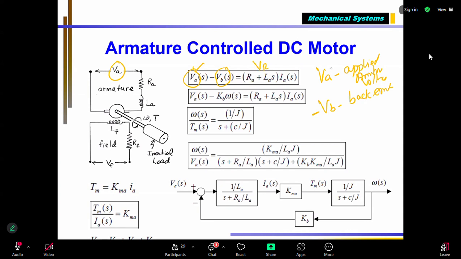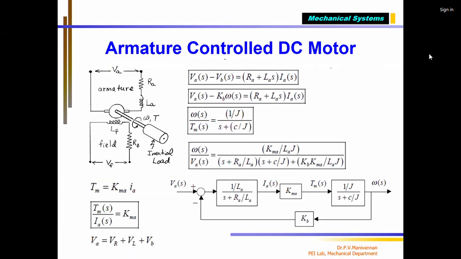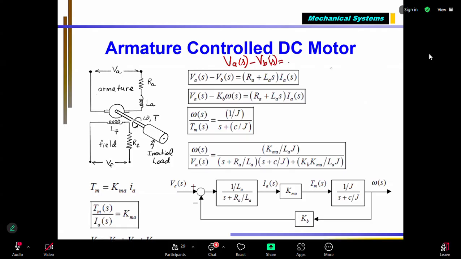So the supply voltage minus back EMF equals VR. But I think one step is missing. Let me write that. Here, VA minus VB equals IA into RA plus IA into S into LA.